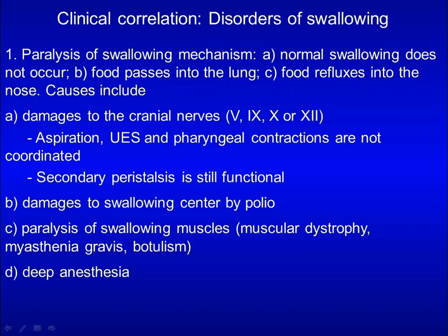This condition may be caused by damage to the cranial nerves or damage to swallowing centers by viruses such as polio, or paralysis of swallowing muscles, as occurs in muscular dystrophy, myasthenia gravis, or botulism. One of the most serious instances of paralysis of swallowing mechanism occurs when patients are in deep anesthesia.